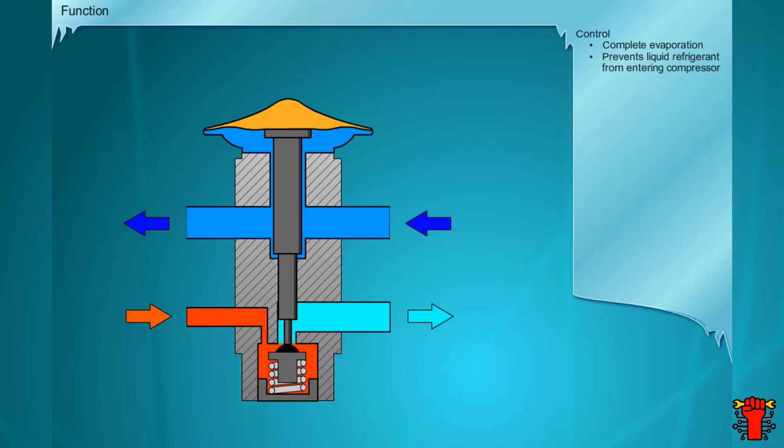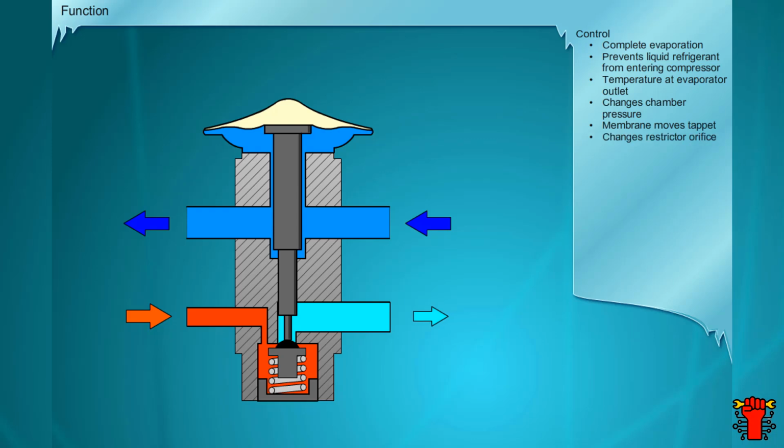The lower temperature, however, is also transferred to the closed refrigerant chamber in the valve head. This causes the pressure in the chamber to drop and the membrane arches inward. The tappet lifts up and the control spring is able to close the restrictor slightly more. Less refrigerant flows into the evaporator.